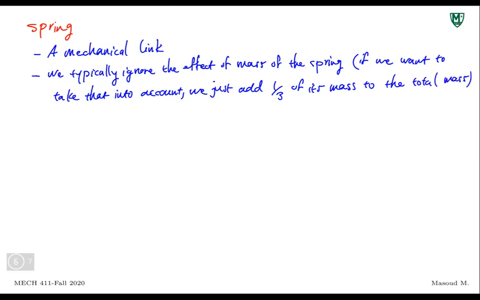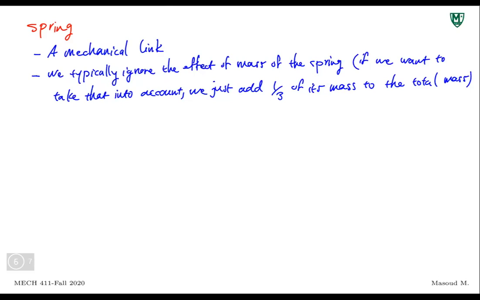So what I'm trying to say is that if I have a mass attached to a spring, like this, you can see it's an oscillating system. I typically consider this spring as massless. But if I tell you that the mass of the spring is 50 grams and I want you to consider that, you should add 1/3 of that mass to the general mass of the system. That's the idea.